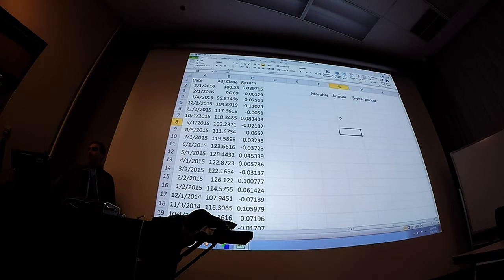And so ideally what we could talk about, we could talk about total returns, average returns, different ways we could measure the returns over a time period like this.